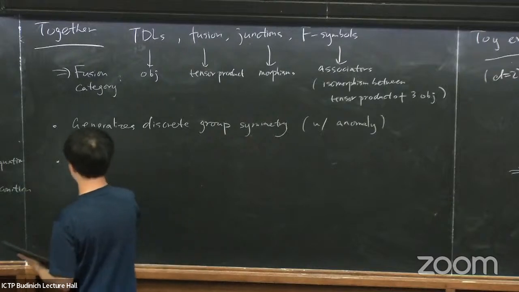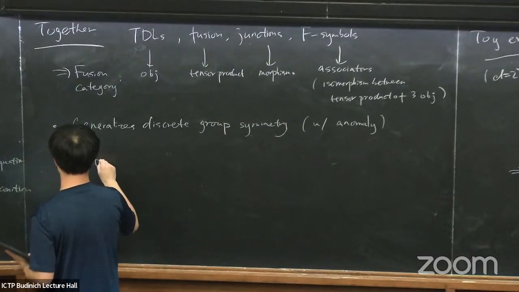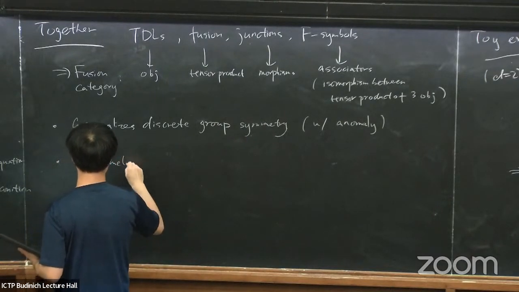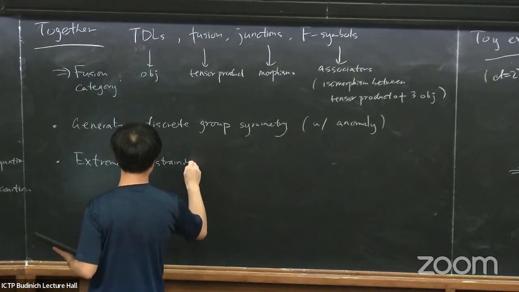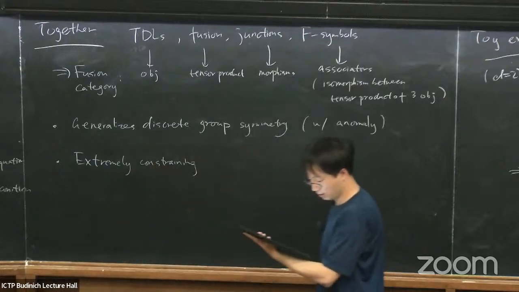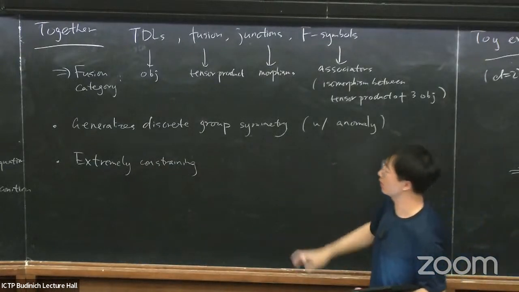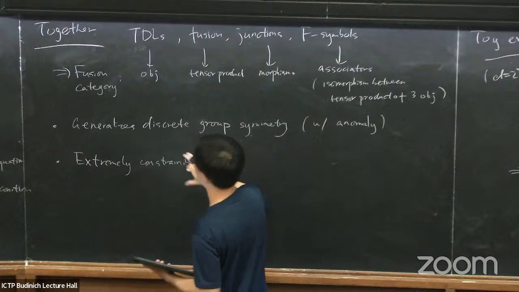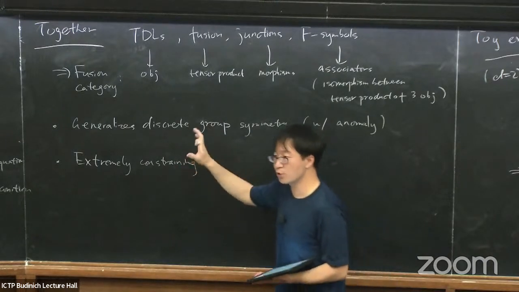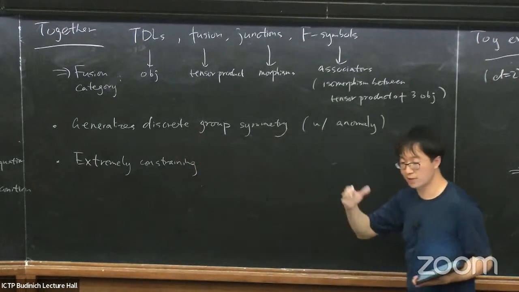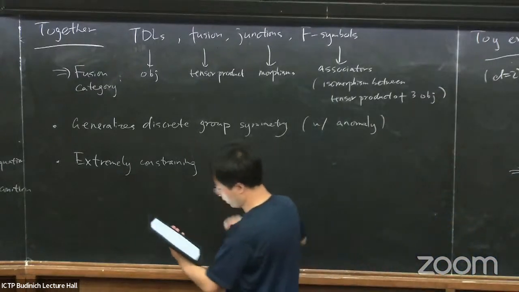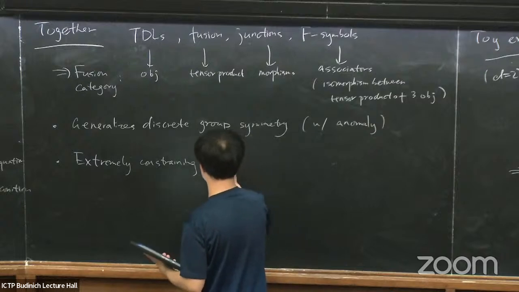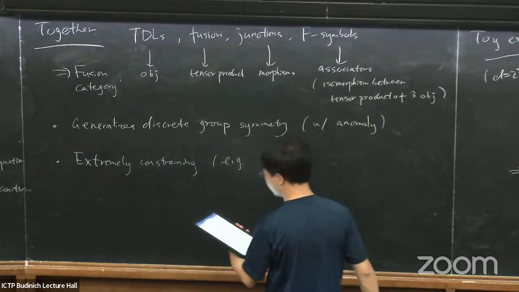And the second comment is that the structure of a fusion category is extremely constraining. Okay. Of course, if you don't introduce these non-invertible defects, then it's just as constraining as it is for constraining anomalies associated with a given group symmetry. Okay, but here the constraints manifest in the following way. Let me just give you an example.